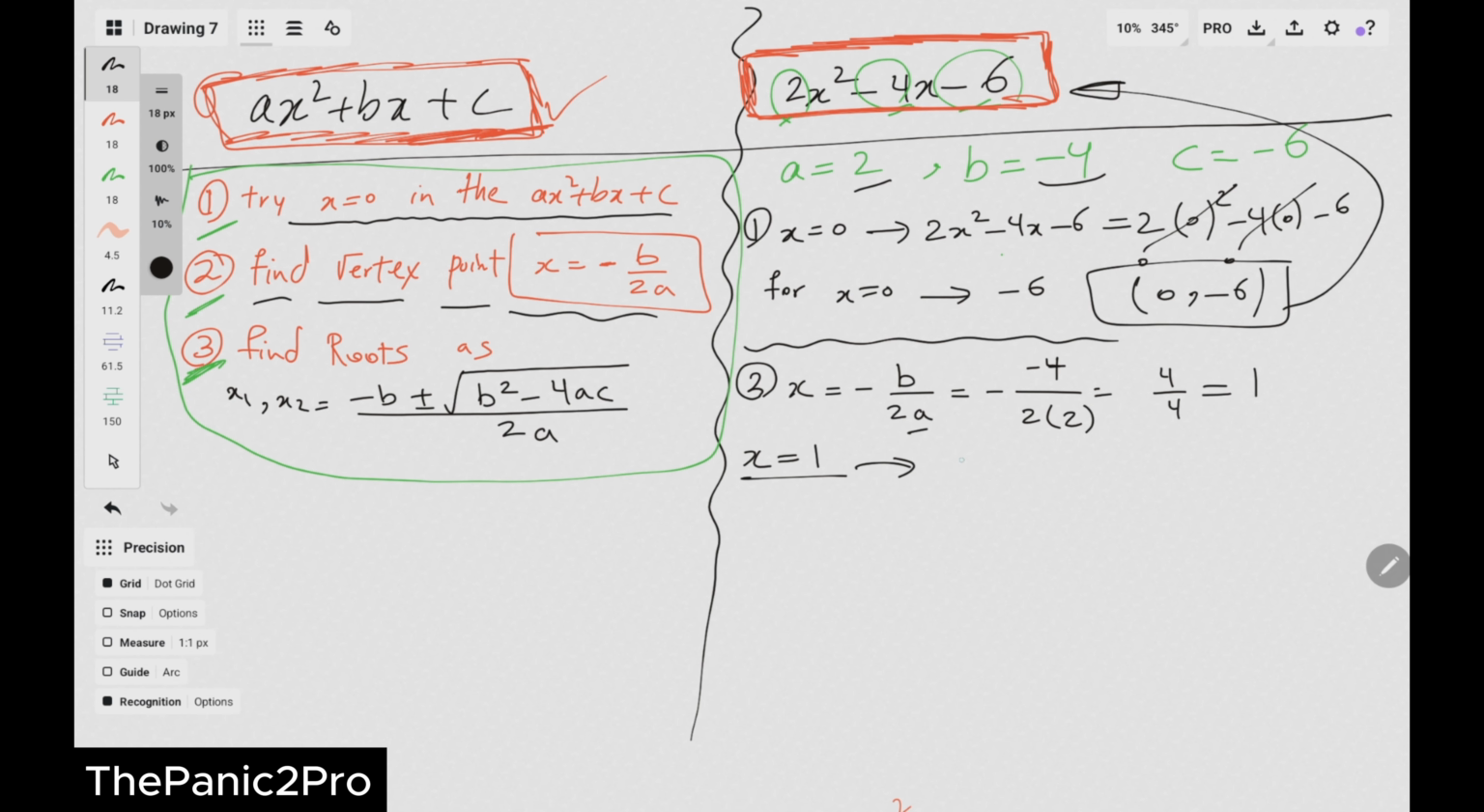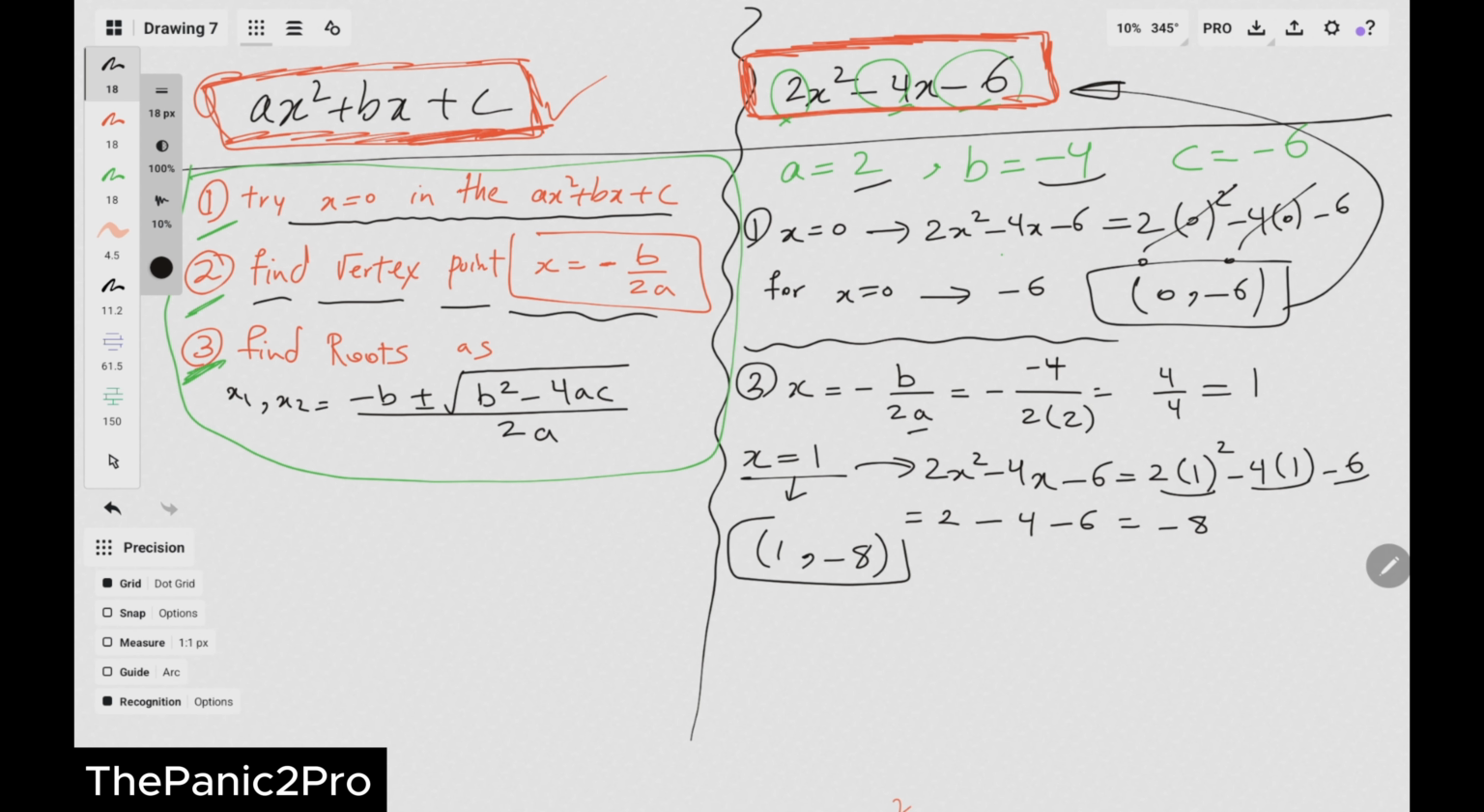And I'm going to apply that to the whole quadratic format, and apply 1 for x to see how much it's going to be. It equals 2, minus 4, and -6. So the answer would be -8. So for x = 1, I will have y as -8. This is my other point which satisfies this quadratic format.